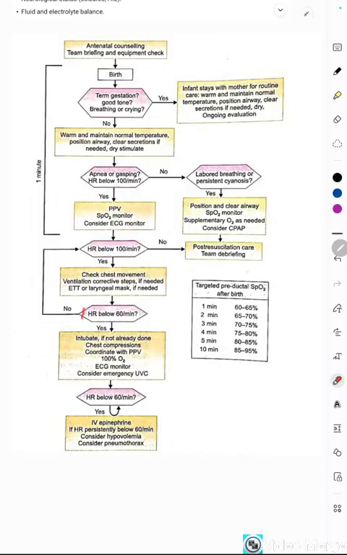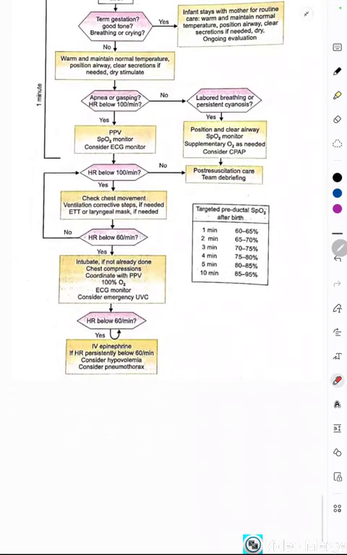If the heart rate still goes below 60 per minute, then go for cardiac compressions in the ratio of 3:1. If still not improving, then consider emergency umbilical venous catheterization, or give adrenaline through the endotracheal tube, and this should be done for at least 20 minutes. The complications can be hypovolemia and pneumothorax. In case of hypovolemia, we also give normal saline or Ringer lactate solution. Targeted SpO2 after 1 minute is about 60 to 65%, at 2 minutes 65 to 70, at 3 minutes 70 to 75, at 4 minutes 80 to 85, and 85 to 95 at the end of 10 minutes.